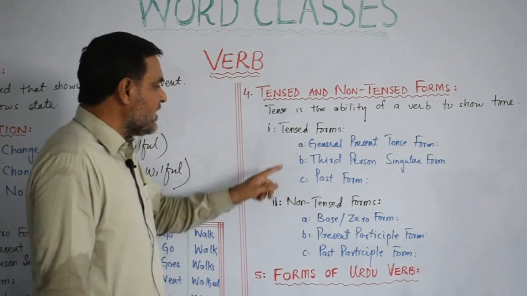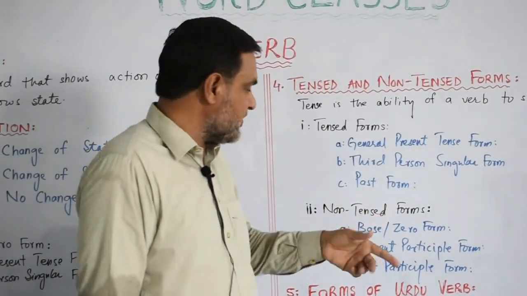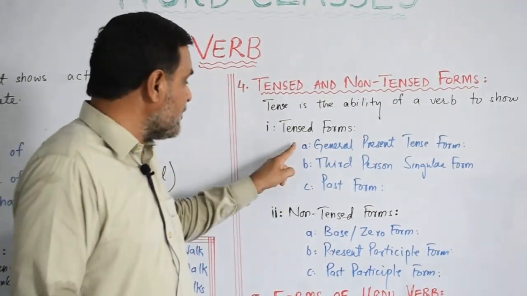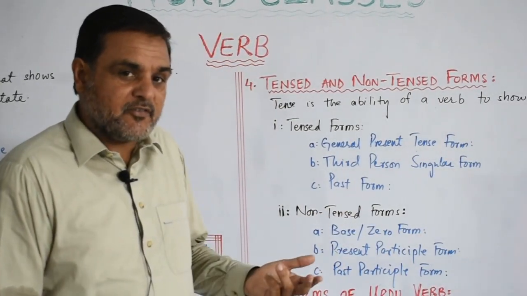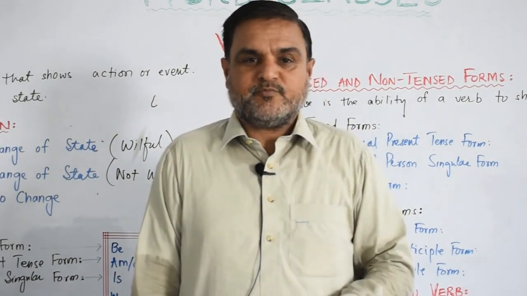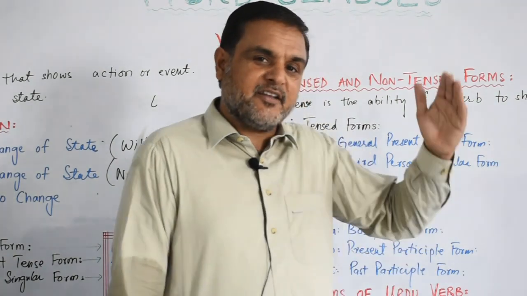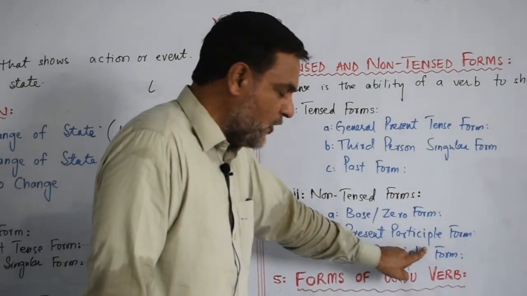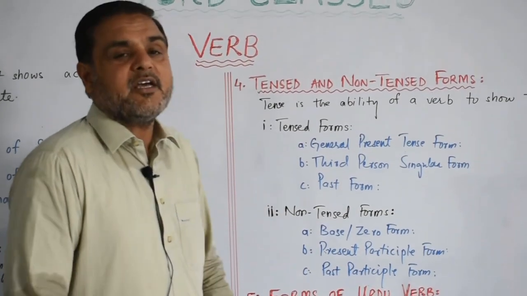We have written them over here. Tensed forms: general present tense form, which we also call the first form. Third person singular form with s or es, which we also call the first form. Both of them are called first forms in common language. And past form, second form of the verb. These 3 forms of English verb out of 6 show time. The rest of them, base or zero form, present participle form, fourth form, and past participle form, third form, do not show time. That's why they are called non-tensed forms.